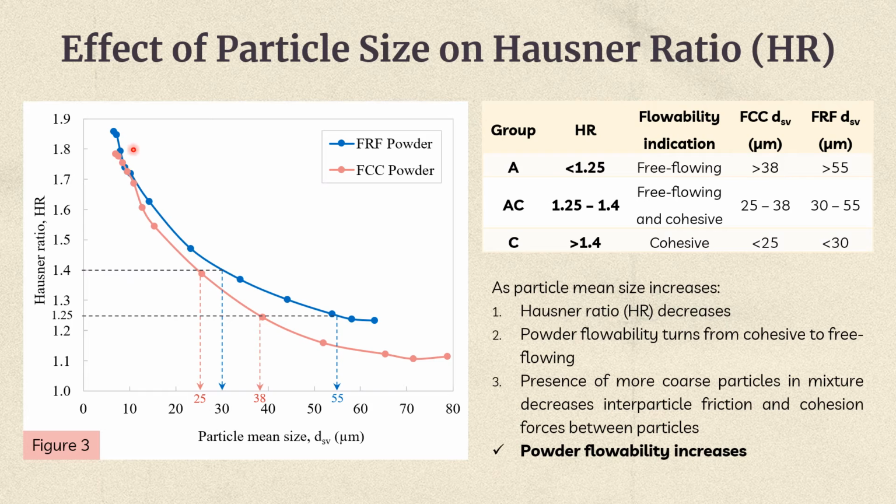As the particle mean size increases, HR decreases, indicating that the powder flowability turns from cohesive to free-flowing. This is because the presence of greater amount of coarse particles in the mixture decreases the interparticle friction and cohesive forces between the particles. Therefore, it can be established that powder flowability increases with particle size.